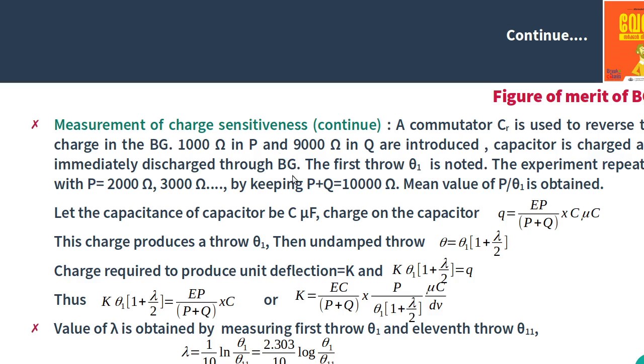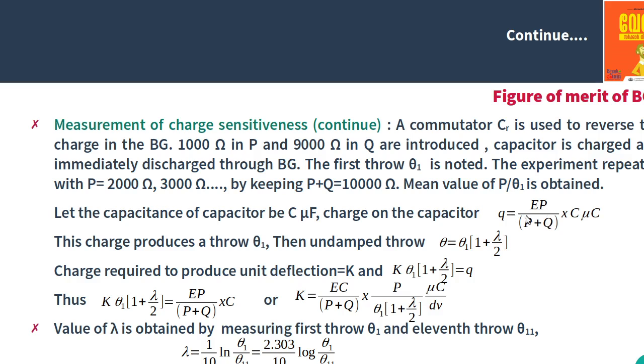Here, in this case, the potential that we are using is the potential difference across P. That potential is EP divided by P plus Q, because the E is connected in series with P plus Q. So the current through P is E divided by P plus Q. Potential across P is equal to current into P. That means E divided by P plus Q into P, that is EP divided by P plus Q.